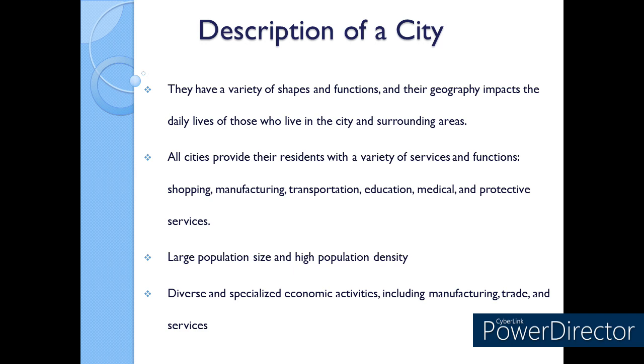How do you describe a city? They have a variety of shapes and functions, and their geography impacts the daily lives of those who live in these cities and surrounding areas. They have large and dense populations, diverse and specialized economic activities, including manufacturing, trade, and services.